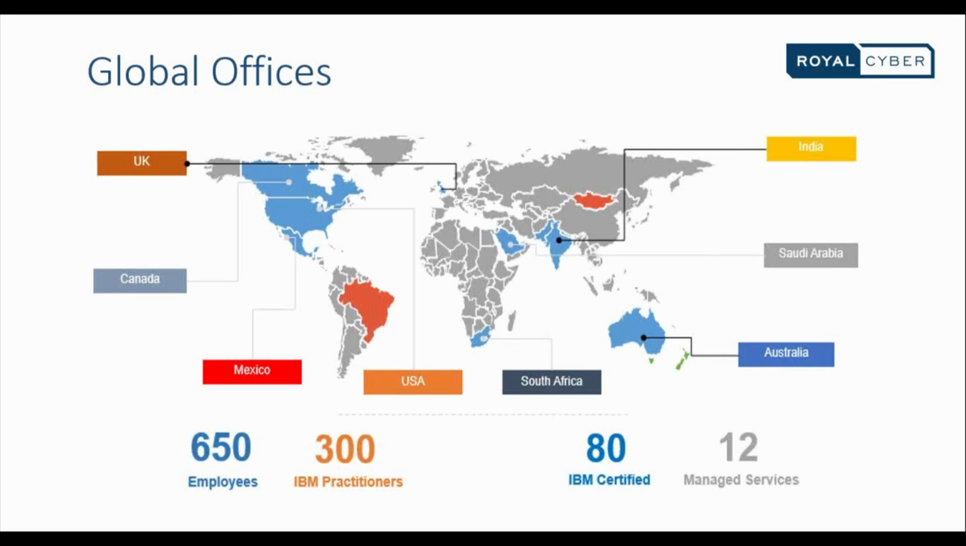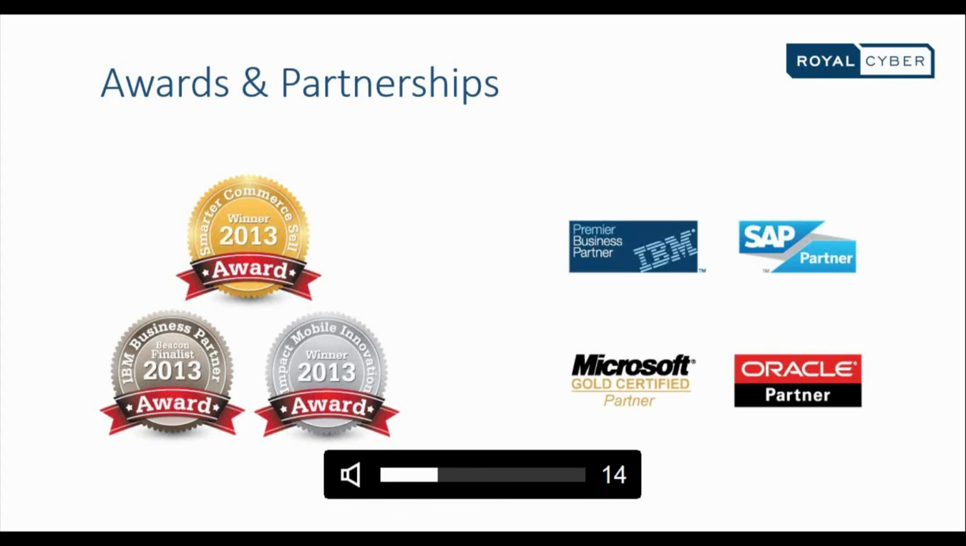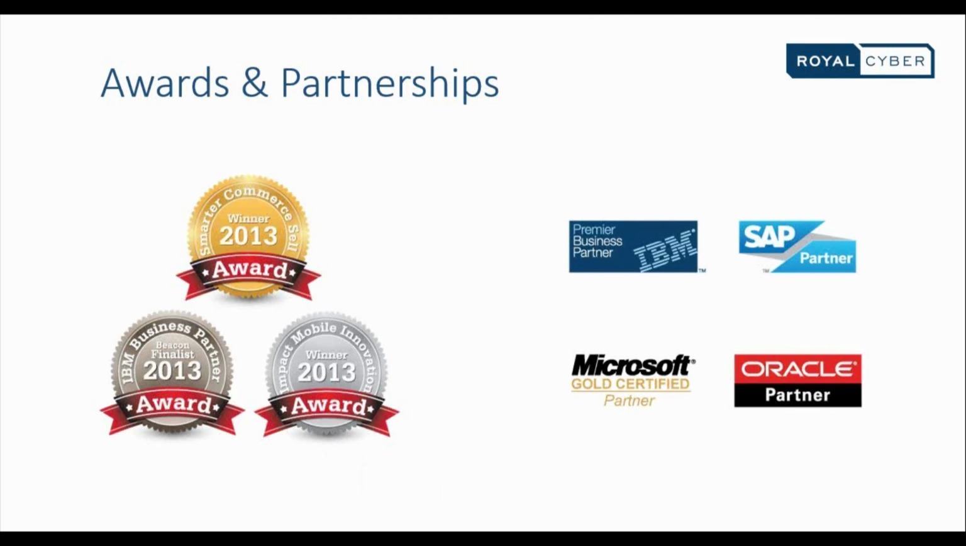Moving forward, let's take a look at some of our awards and partnerships. 2013 was a really good year for Royal Cyber, and we won a plethora of awards, including the Smarter Commerce, the IBM Business Partner, and the Mobile Innovation Award. Not only are we an IBM Premier Business Partner, we are also a partner with SAP, a Microsoft Gold Partner, and an Oracle Partner as well.